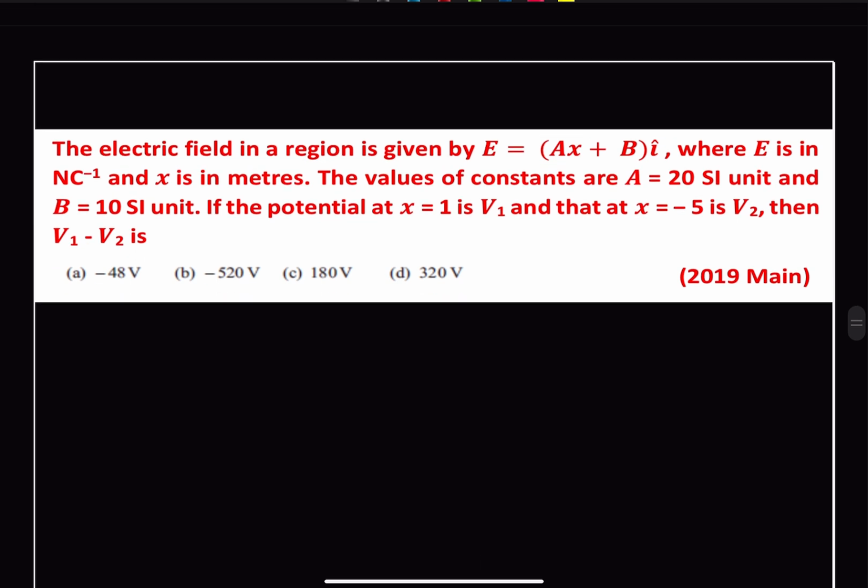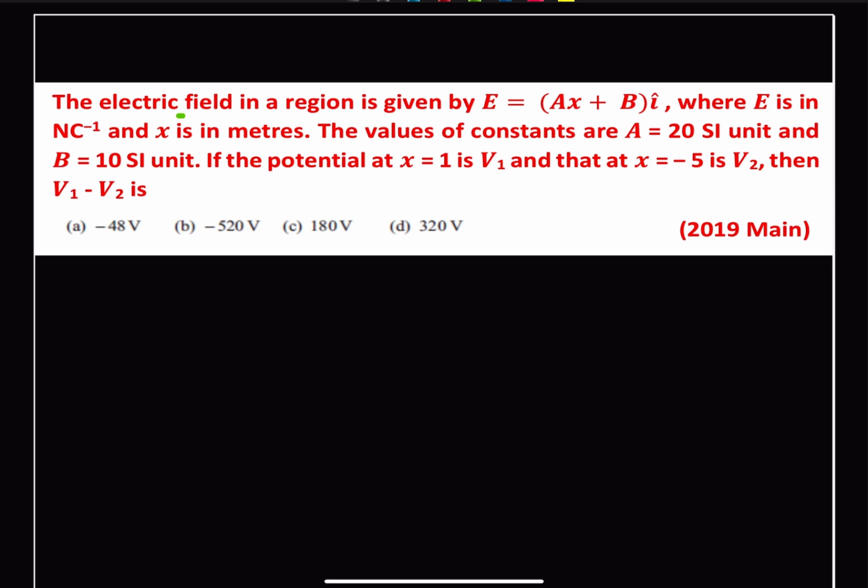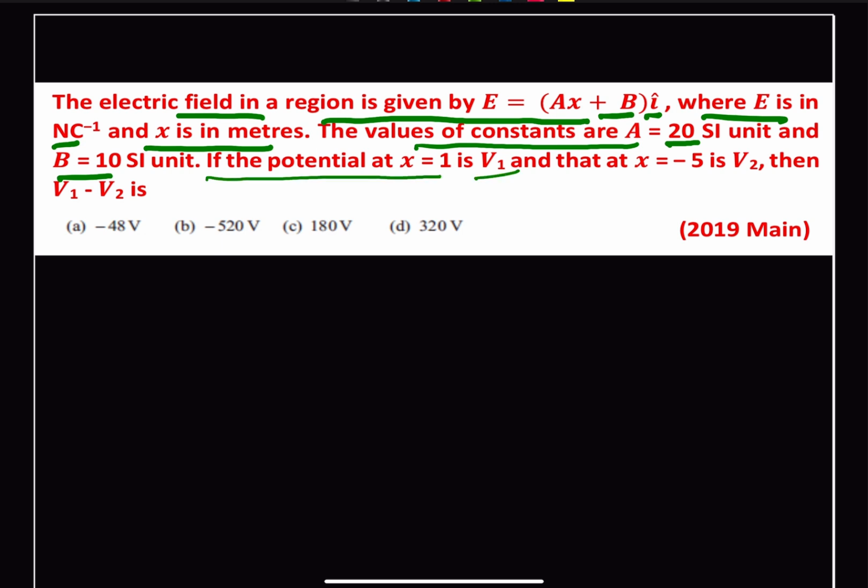It says that the electric field in a region is given by E = Ax + B, where E is in Newton per Coulomb and x in meters. The value of constant A is 20 SI unit and B is 10 SI unit. If the potential at x equal to 1 is V1 and at x equal to minus 5 is V2, then V1 minus V2 is.